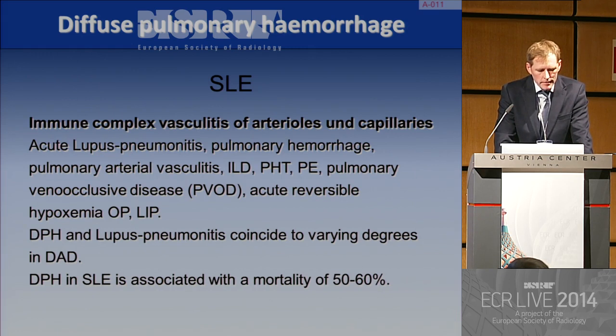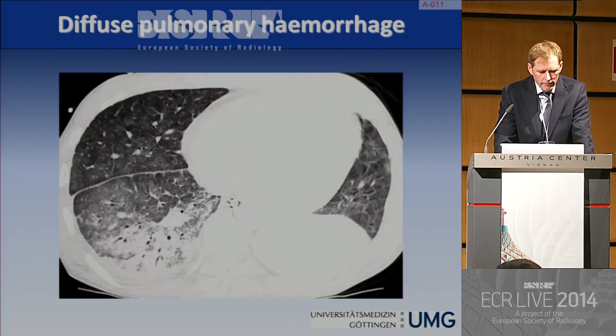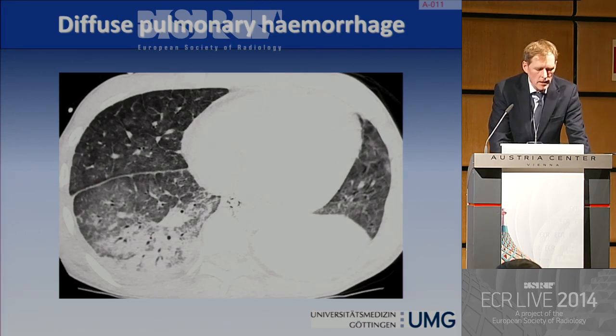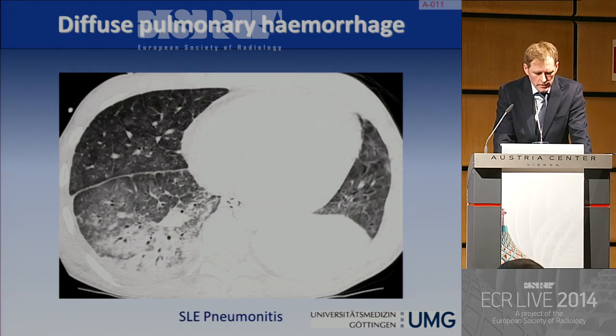In patients with SLE, which is an immune complex vasculitis of the arterioles and capillaries, we will certainly have a very specific antibody pattern. However, these patients may actually initially present with acute lupus pneumonitis or pulmonary hemorrhage, and we always should keep in mind that patients who suffer pulmonary hemorrhage in SLE have a very poor prognosis of 40 to 50%. And otherwise, we are all fairly familiar with lupus patients from our clinical practice. This is a patient who has a mix of pneumonitis and acute bleeding in the lung in SLE pneumonitis.